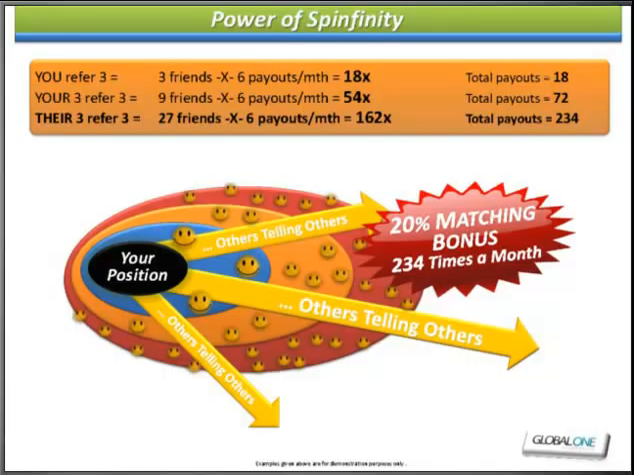So you now have 27 people in your 3rd generation out from you. In addition to the 9 who are just in front of the 3 people you referred, you get paid 162 times on that group. 20% of 162 paychecks. That's 234 times a month. You're starting to see how easy this works for you.